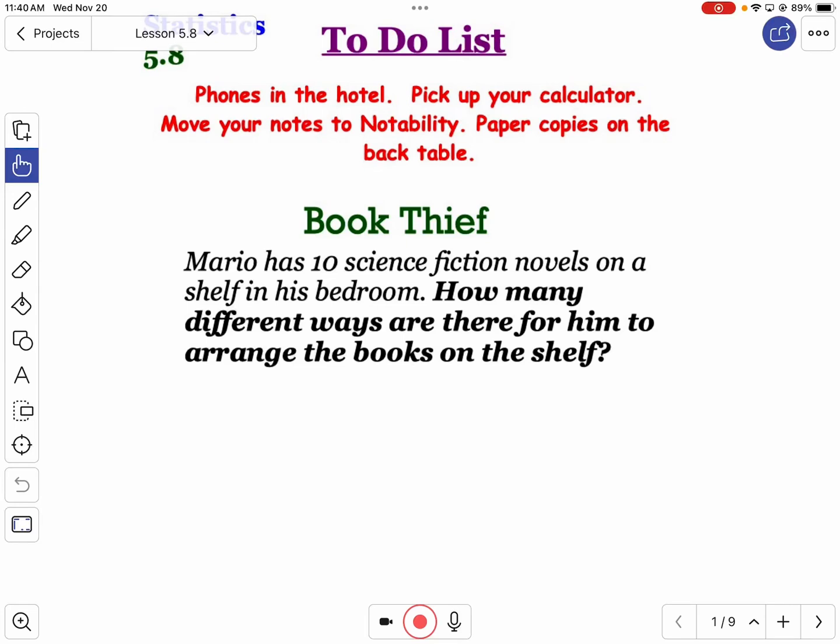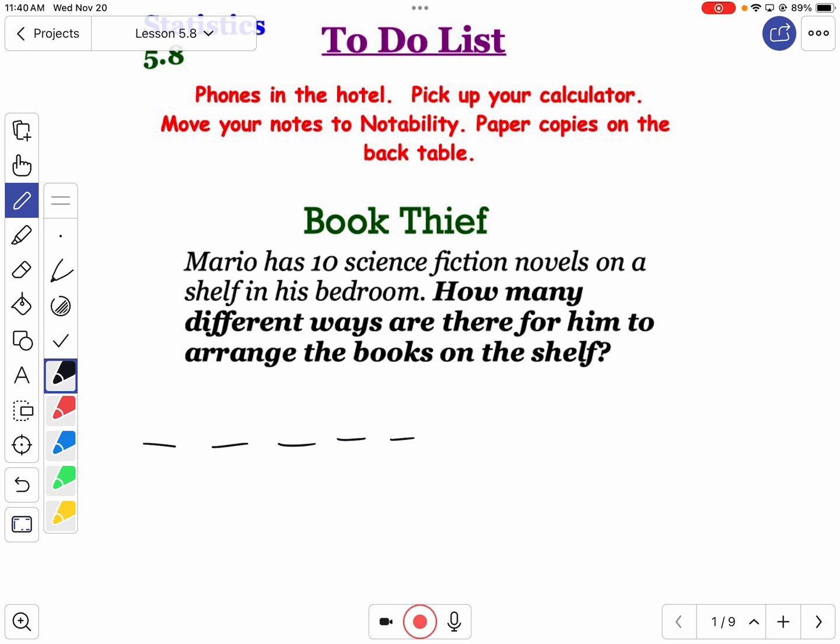Mario has 10 science fiction novels on a shelf in his bedroom. How many different ways are there for him to arrange the books on the shelf? So he's got 10 different books. Can he use a book more than once if he's putting them on a shelf? No. Okay. So the first place he'd have 10 to choose from, then what? 9, 8, so on, so on.